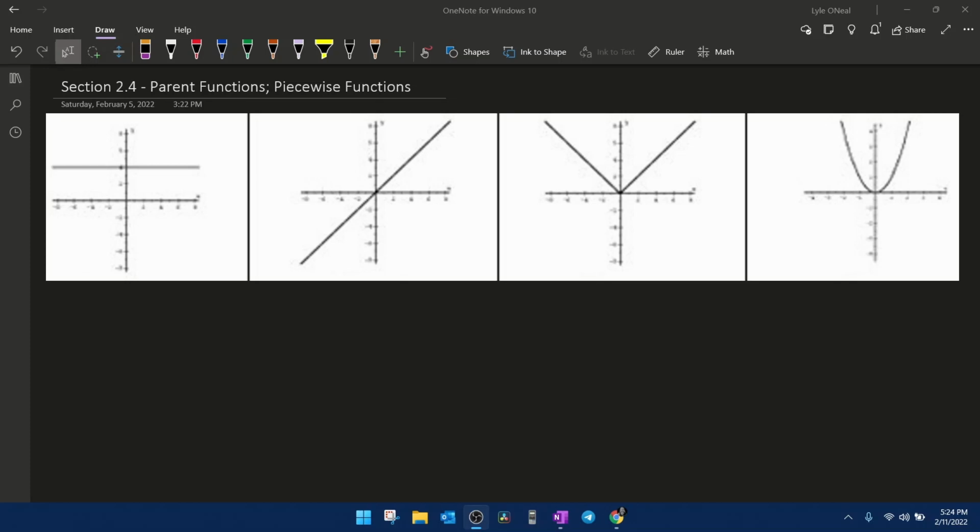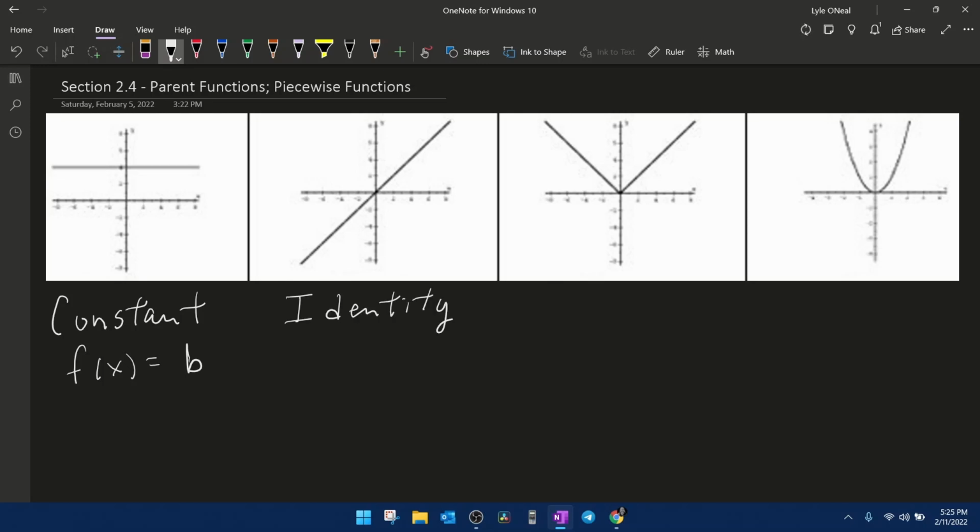Let's get started. First of all, notice that I've titled this parent functions. When you're covering transformations of functions, these are referred to as parent functions, but it is like a library of functions that you're going to run into. So we'll start with the name and then an example of what the function would look like. The first example of the graph here is a constant function where f of x would equal some constant b. Notice that that is going to produce a horizontal line.